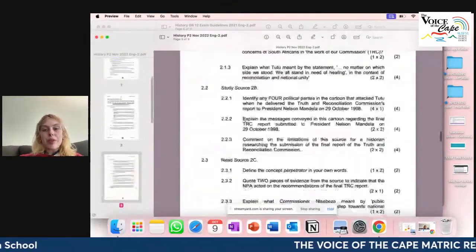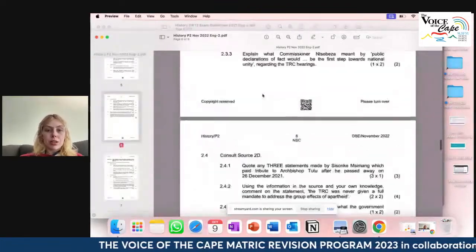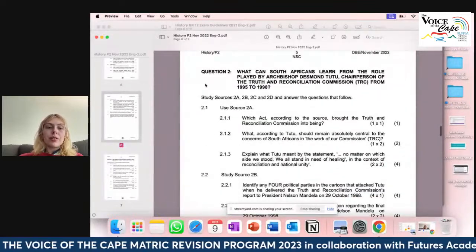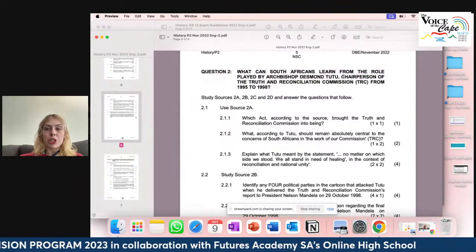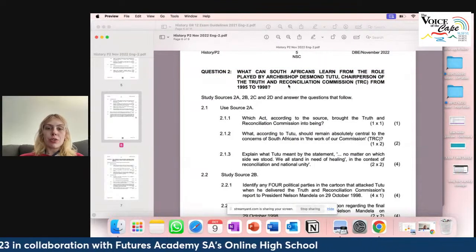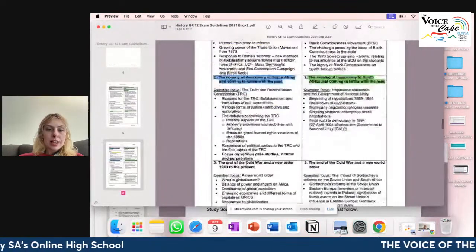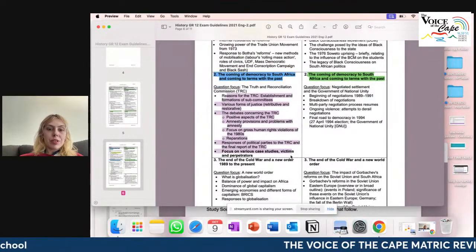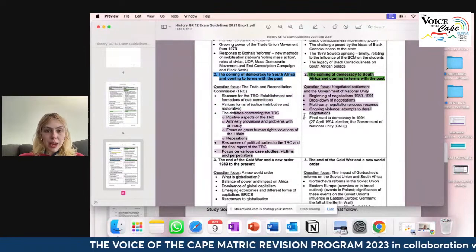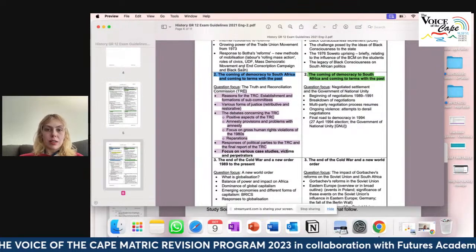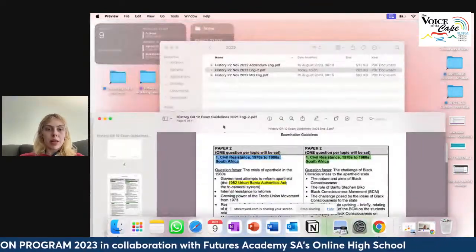So in terms of the essay question then, let's look at the other ones. Let's go to question 2 first. So this is the TRC question. What can South Africans learn from the role played by Archbishop Desmond Tutu, chairperson of the Truth and Reconciliation Commission from 1995 to 1998? And then here we have the TRC reasons, various forms of justice, debates, preparations. So although the question focus is just TRC, there are some specifics on that.